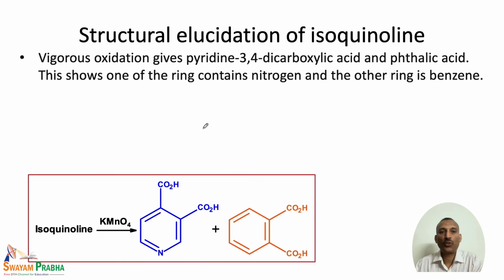And the vigorous oxidation gives pyridine-3,4-dicarboxylic acid and phthalic acid. These are the two different carboxylic acids that are formed on vigorous oxidation. So, this shows that there is one benzene ring and another nitrogen-containing ring. These are the two clues we are getting through the oxidation reactions.